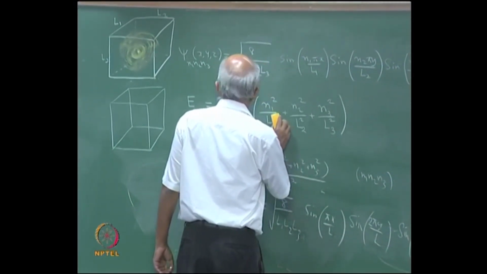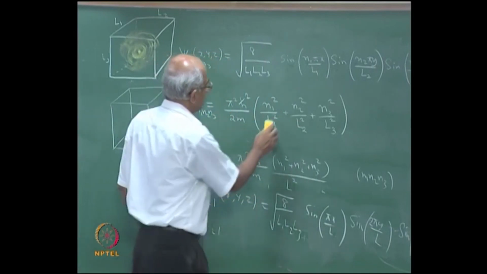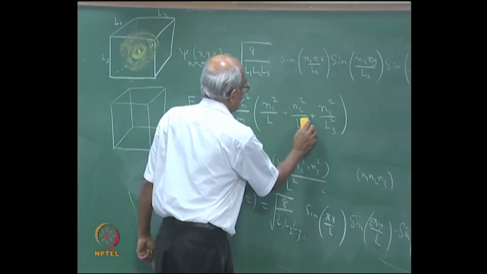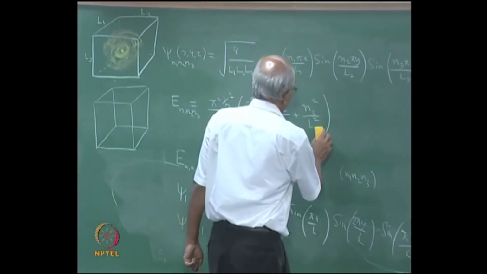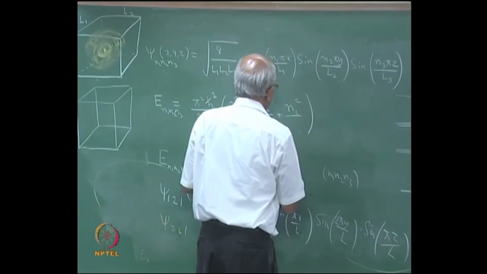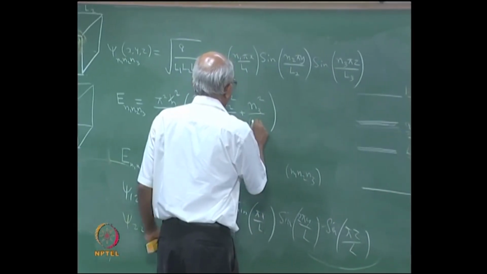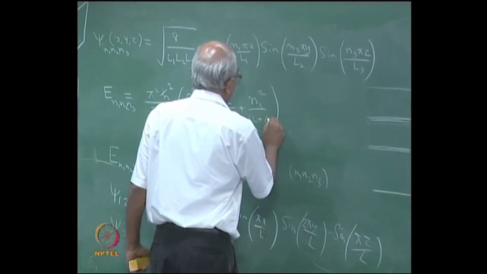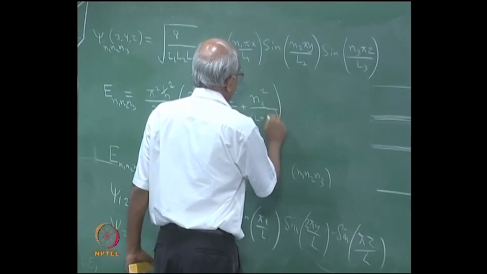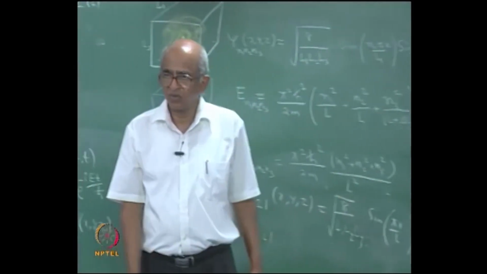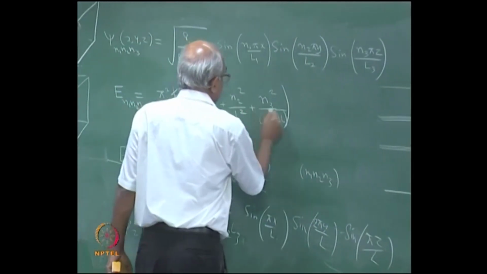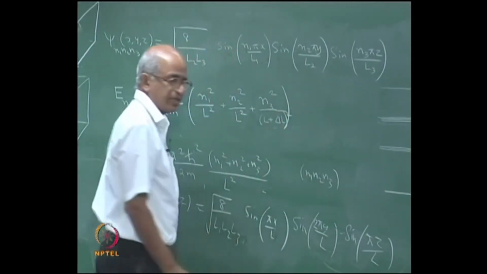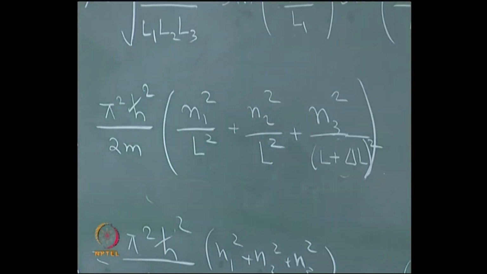What we are saying is that this is our general expression, L1 is equal to L2, right, that is what we are saying, but L3 is a little bit different. So, therefore, L3 actually is slightly larger than L by an amount which I shall denote as delta L. So, this is L square, that is L square, and this is L plus delta L square. So, what will happen to the energy levels?